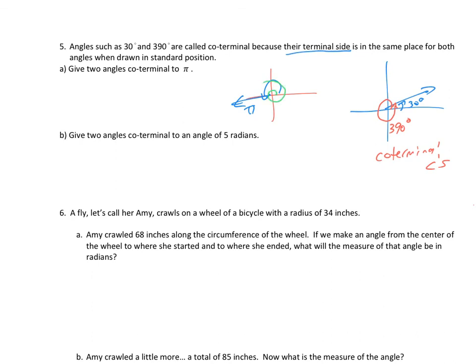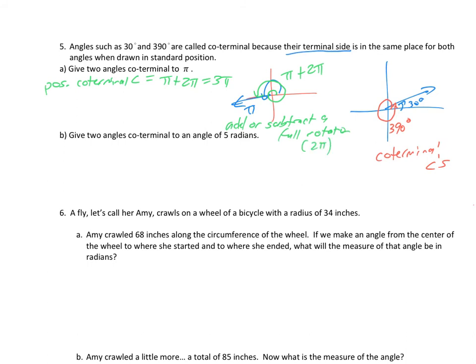So I'm going to do that in green. So that would be pi plus 2 pi. That's a full rotation. So a positive coterminal angle is going to be pi plus 2 pi, which is 3 pi. So to find a coterminal angle, you can add or subtract a full revolution. So a full rotation, which here is going to be 2 pi.